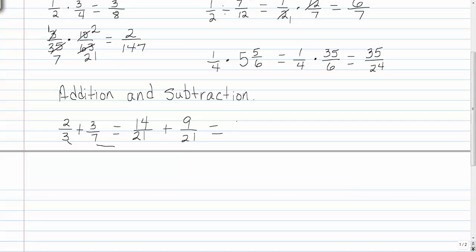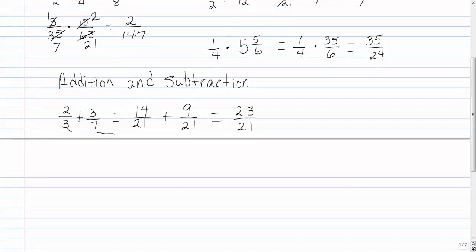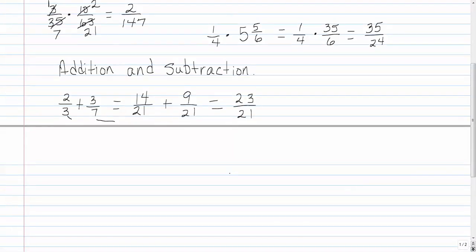Now add the numerators. You get 23 over 21. And if you could simplify that, you would, but there's not a number besides 1 that goes into 23 and 21. So you leave it like it is. So the answer is 23 over 21. Now you do subtraction exactly the same way.